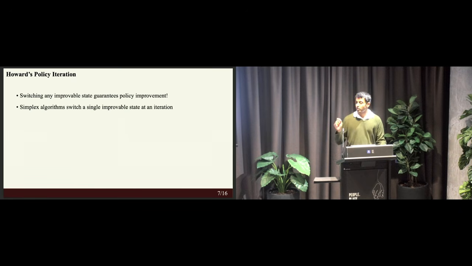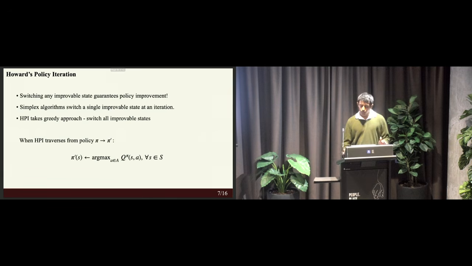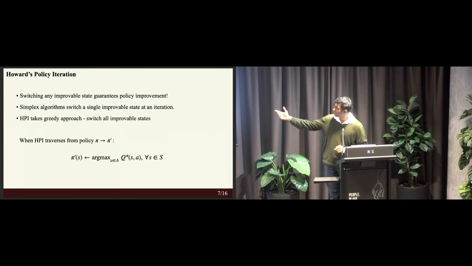Simplex algorithms typically switch exactly one state at each iteration. But Howard's policy iteration takes a greedy approach and switches all the improvable states at every iteration. Formally, when Howard's algorithm goes from a policy pi to pi prime, the rule that it follows is: for every state, it takes the action which gives the max q value.